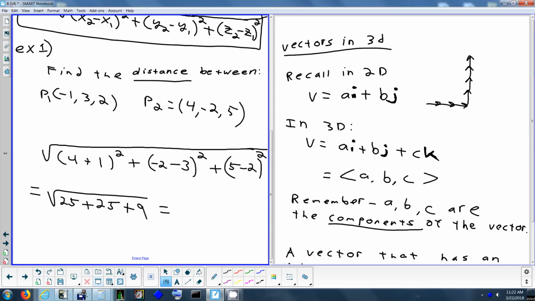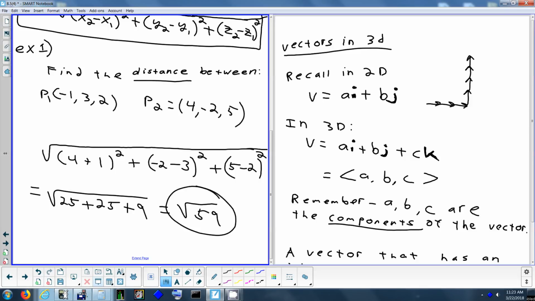All right. So just add it up. There's not really much we can do. Square root of 59. All the rules with square roots still apply. If you can reduce it, go ahead. Other than that, just leave it the way it is. Any questions on that one?